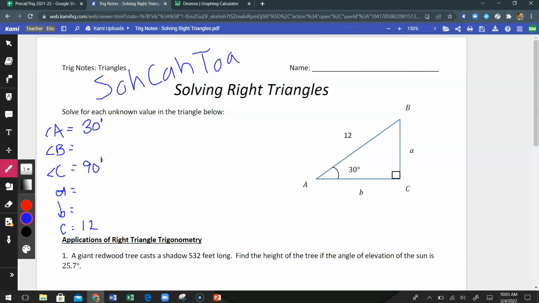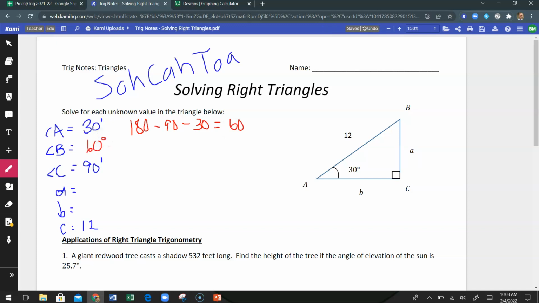Okay, so to solve this right triangle, we've got to find the other 3 things that we don't know. Angle B, that part should be easy. To find angle B, we know that all 3 angles of a triangle have to add to 180. So if we just do 180 minus 90 minus 30, that will give us angle B, which would be 60 degrees. So I know that angle B is 60 degrees.